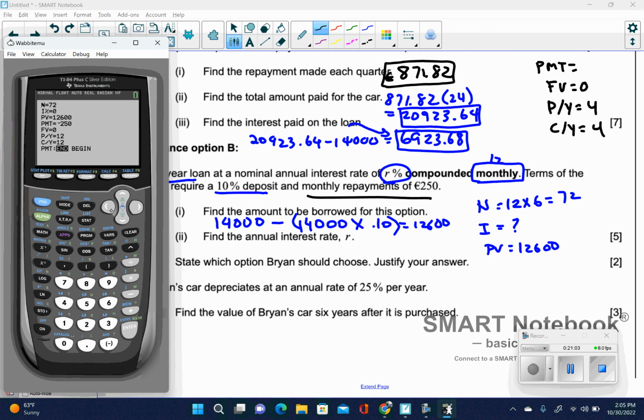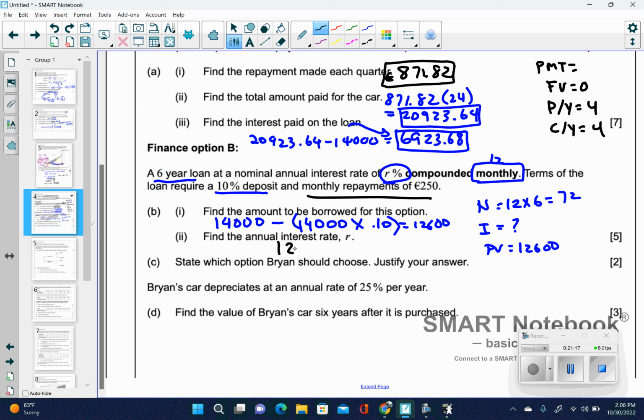And so now I'm gonna do alpha y equals to find out what the interest rate is. So perfect right there. So we have about 12.56. Okay. So the interest rate is about 12.56%, and that is going to be our rate.